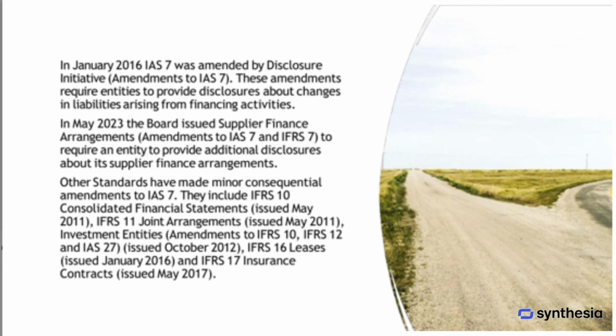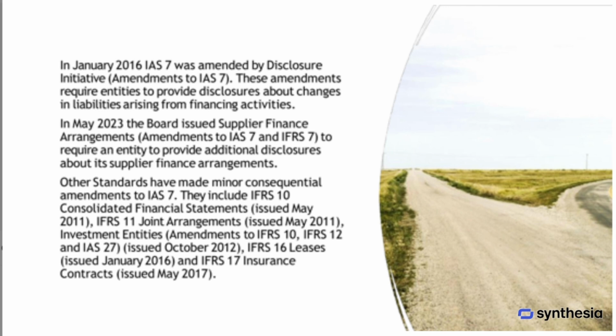In January 2016, IAS 7 was amended as part of the Disclosure Initiative, which introduced amendments requiring entities to disclose changes in liabilities that arise from financing activities. Later, in May 2023, the IASB issued further amendments under Supplier Finance Arrangements to IAS 7 and IFRS 7, mandating additional disclosures related to supplier finance arrangements. Over time, several other standards have made minor amendments to IAS 7.